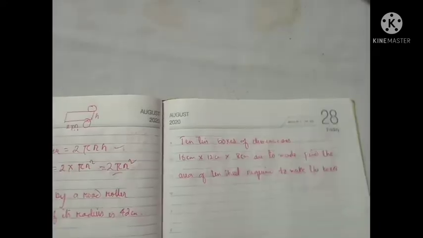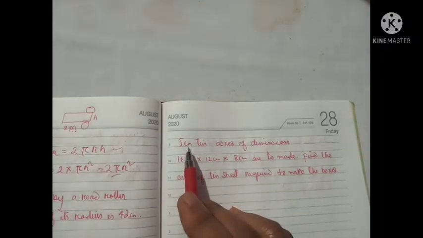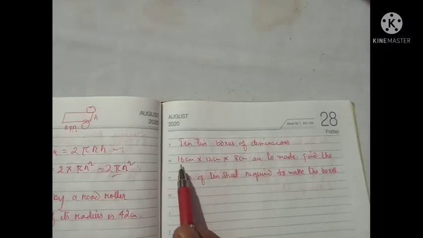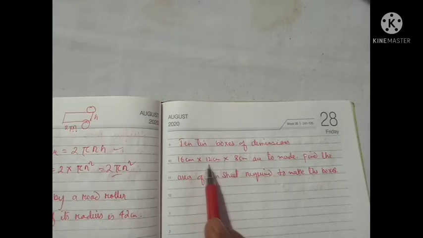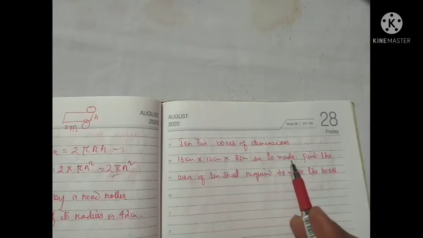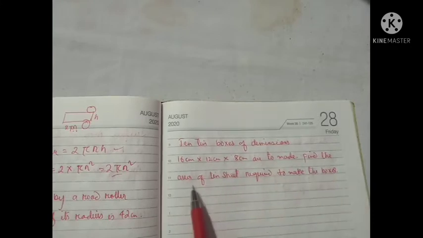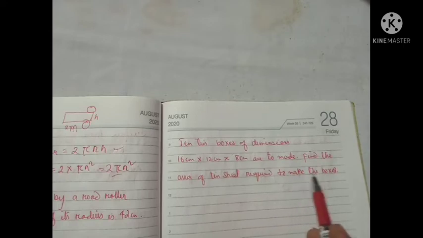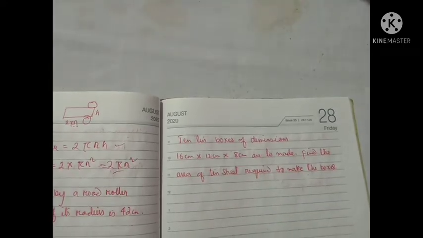Now let's see the example. 10 tin boxes of dimension 16 cm, 12 cm, 8 cm are to be made. Find the area of the tin sheet required to make the boxes. Now how will you find what we are going to find out here? Now we are going to make 10 tin boxes.